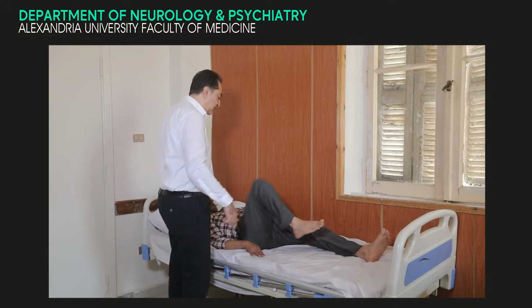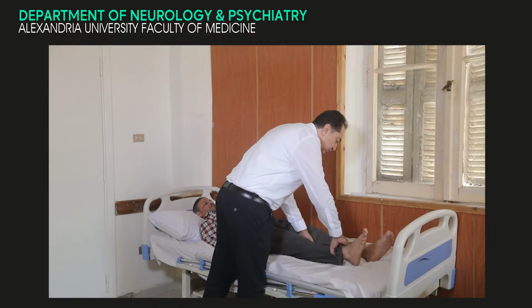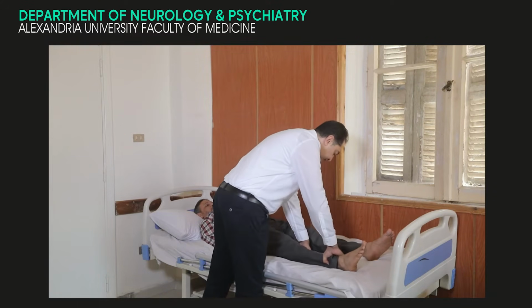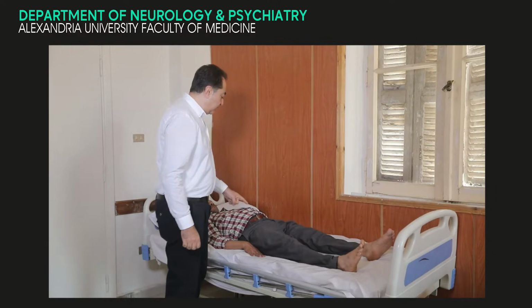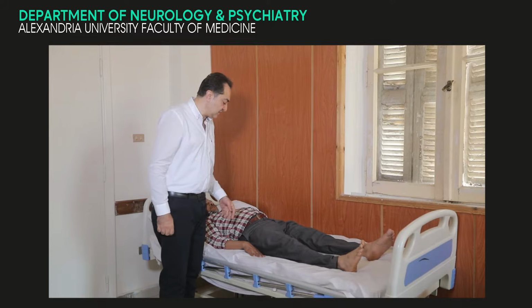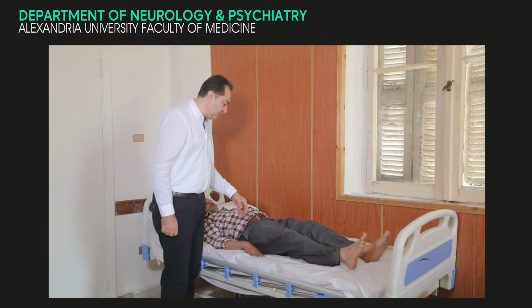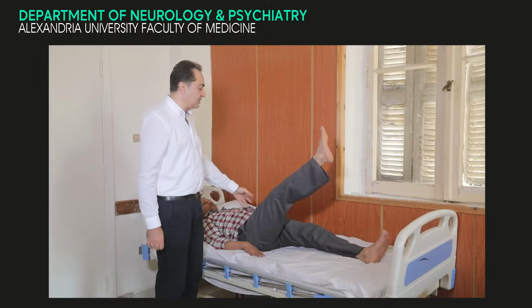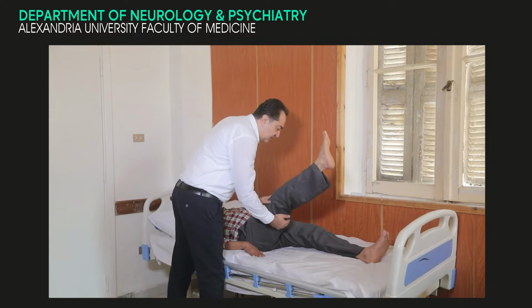Extensors of the knee. Extend your leg. I'll ask him to extend his knee and I will try to flex it. Extend your leg and push hard. These are the extensors of the knee. Then the hip, flexors and extensors. I'll ask him first to flex the hip. Raise your leg up. And I'll try to resist him. These are the flexors of the hip. Extensors of the hip.